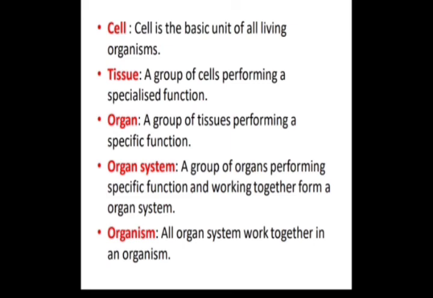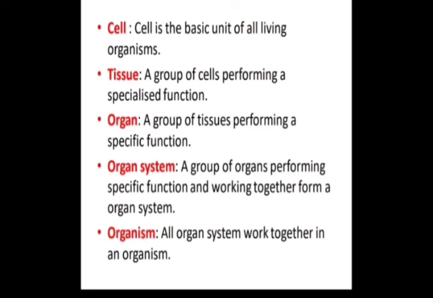Tissue level of organization. What is tissue? Tissue is a group of cells performing a specific function. For example, muscular tissue, epithelial tissue, etc. Blood is a tissue, you are very familiar with blood, that is blood tissue, etc. Organs. An organ is a group of tissues performing a specific function.